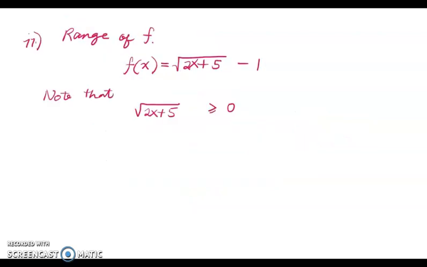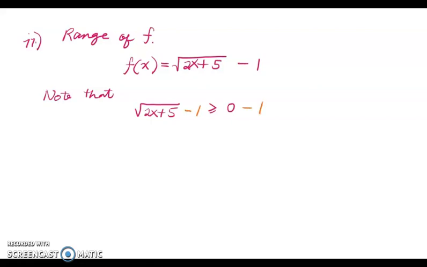Now to compute for the range of f, so this is our function f of x is equal to the square root of 2x plus 5 minus 1. We note that this radical here is always greater than or equal to 0 because that is the definition of the principal square root.